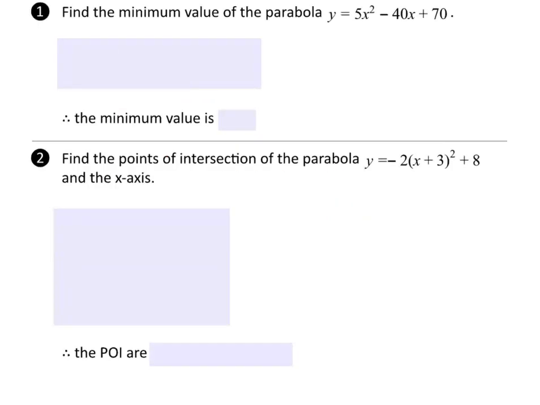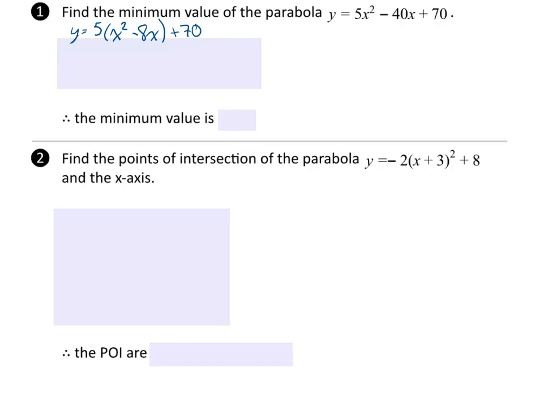All right. First example. Find the minimum value of the parabola. For this, we need to complete the square, and in order to complete the square, you're going to take out a factor of the a value. So you're going to have y equals 5, because that's the a value, and you're just taking it out of the first two terms. So minus 8x, and then plus 70 at the end. Okay?